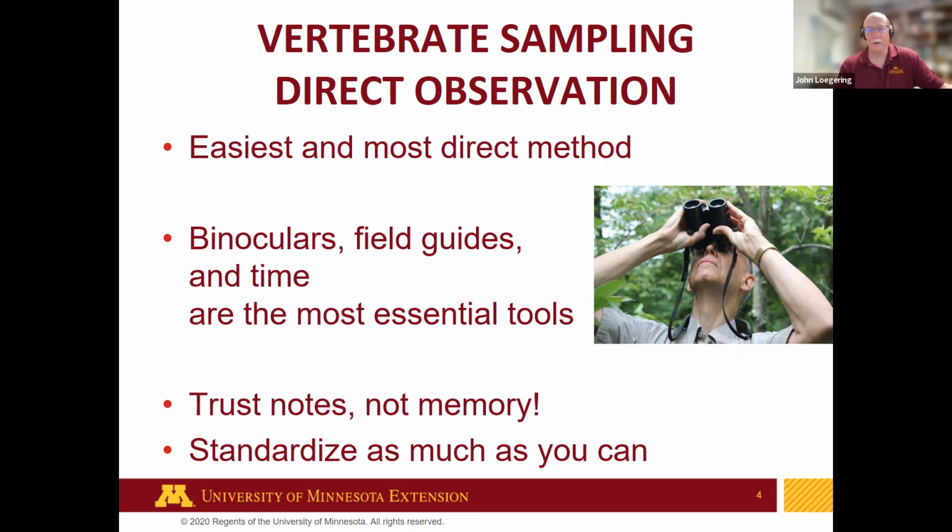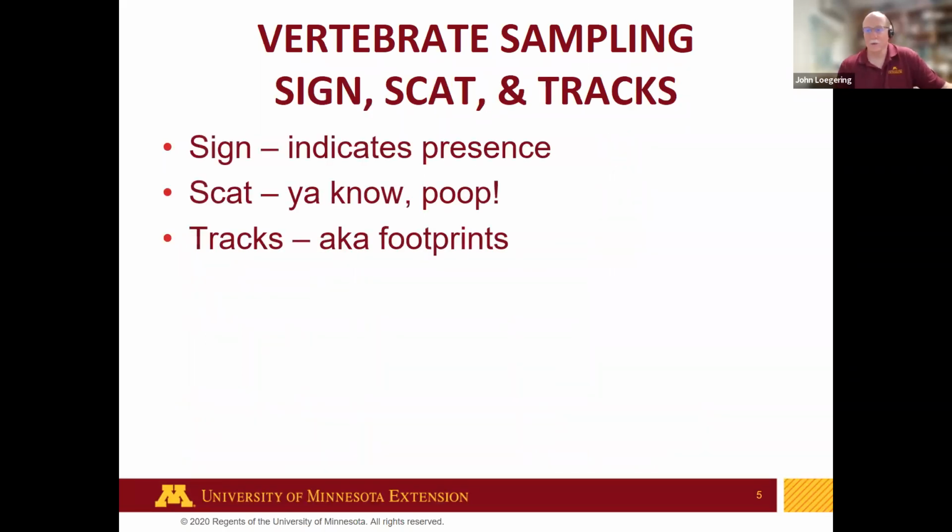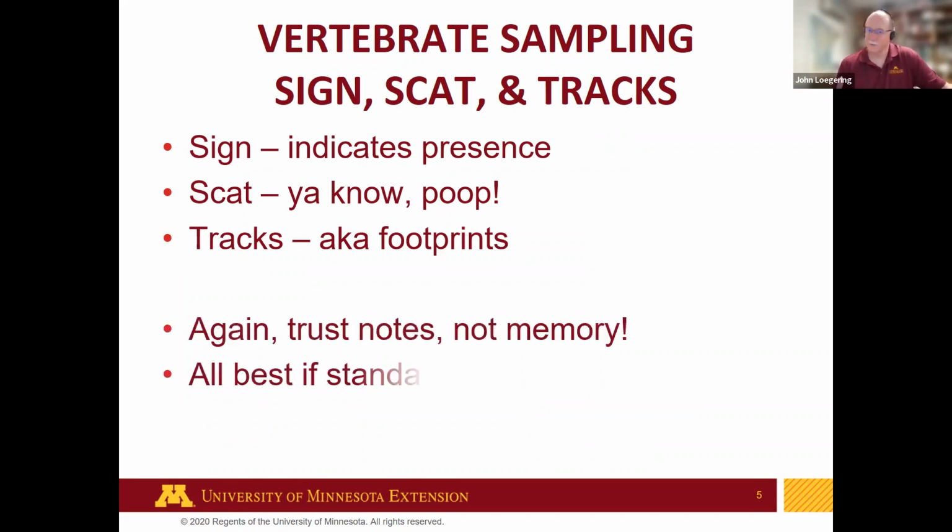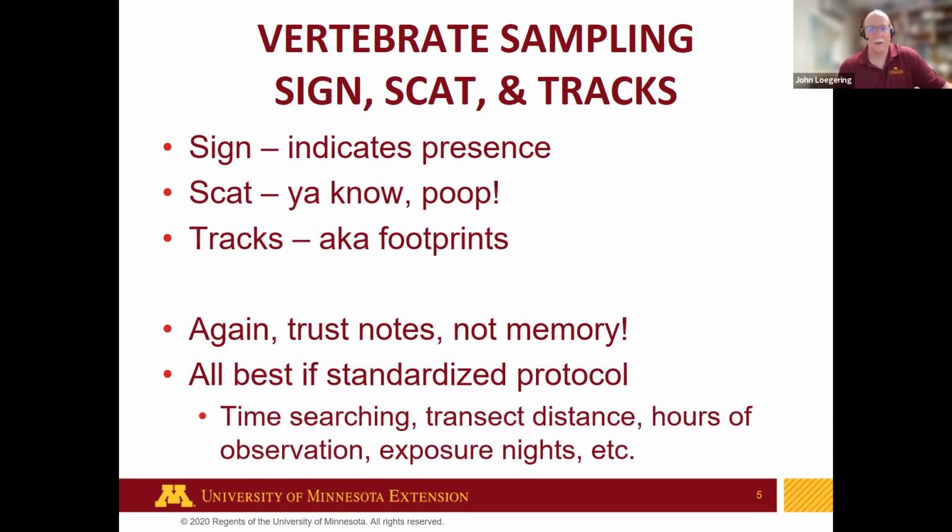Really, that gives you what you need. Obviously, observing an animal is the gold standard of establishing its presence on your property, but animals also might leave evidence of their existence or their presence. So one thing that we often use is signs, indicating presence. Sometimes it's scat, sometimes it's tracks. And again, if you take notes and trust them rather than your memory, and standardize them in some way, you can compare them between years and what have you.